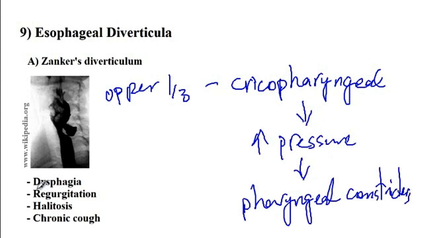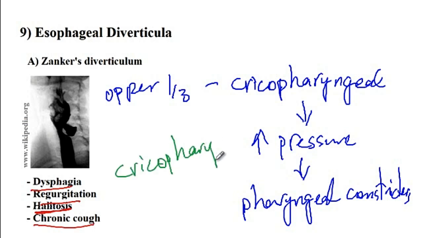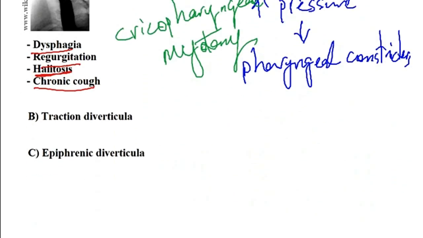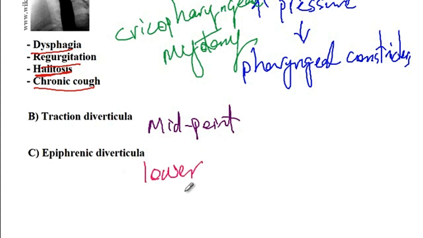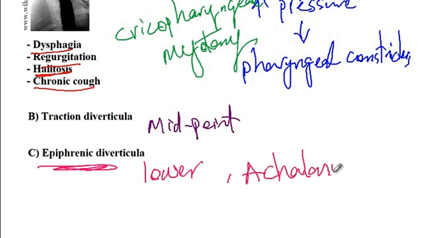And so presentations of these patients include dysphagia, regurgitation, halitosis or bad breath, as well as chronic cough. And for the treatment, you can perform the cricopharyngeal myotomy. The next form of diverticula is traction diverticula, which is in the midpoint of the esophagus. And then finally, we have the epiphrenic diverticula, which is in the lower 1/3 of the esophagus, and this type of diverticula is associated with esophageal dysmotility or achalasia. And that concludes our discussion of the esophageal disorders.